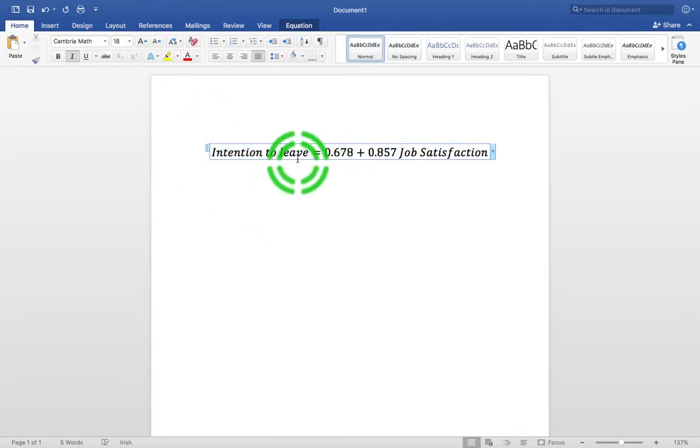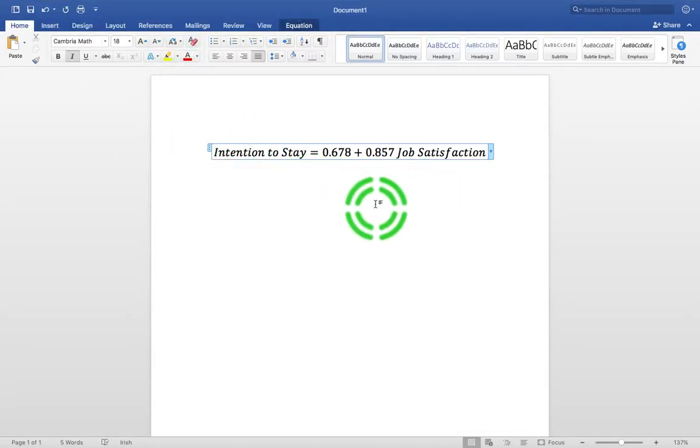So your intention to leave is associated with job satisfaction, and this is the relationship. If I know your job satisfaction score, if I multiply it by 0.857, and add that on to 0.678, that's going to give me a measure of your intention to leave on the intention to leave scale. And don't forget, we did say that this was intention to stay. We relabeled it. So if that score is big, it means you're more than likely going to stay. If this score is small, it means you're more than likely going to leave the organization. So that's how we interpret the coefficients.